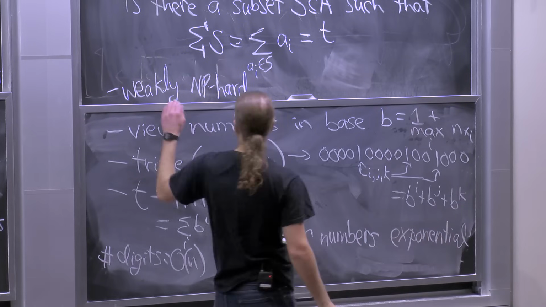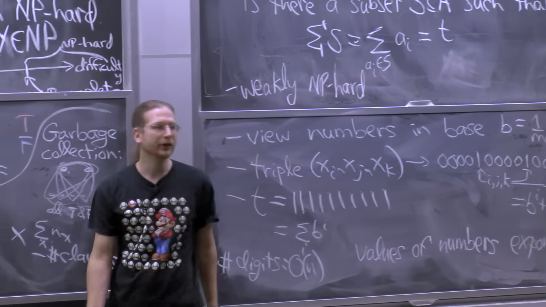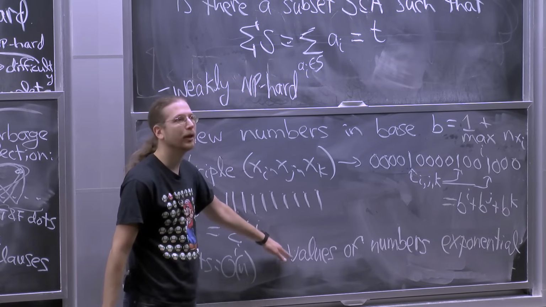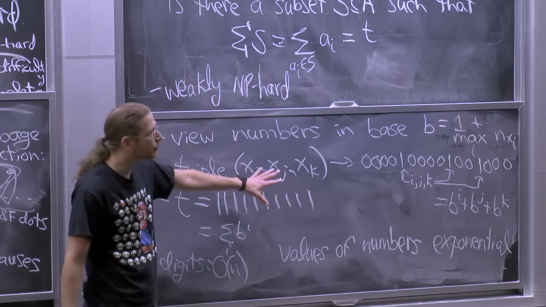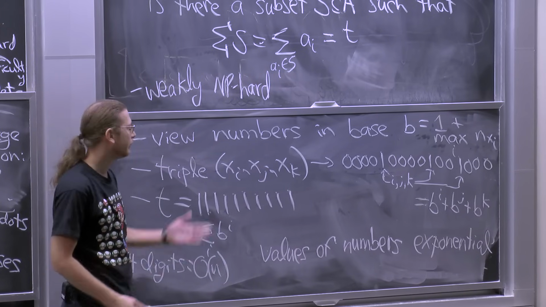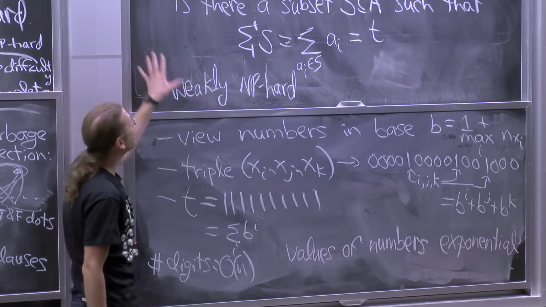Okay, with weak NP-hardness, that's allowed. With strong NP-hardness, that's forbidden. In strong NP-hardness, you want the values of the numbers to be polynomial. So in this case, the number of bits is small, but the actual values are giant, because you have to exponentiate. And this problem is only weakly NP-hard.